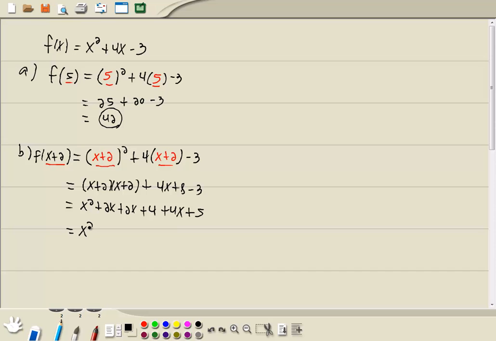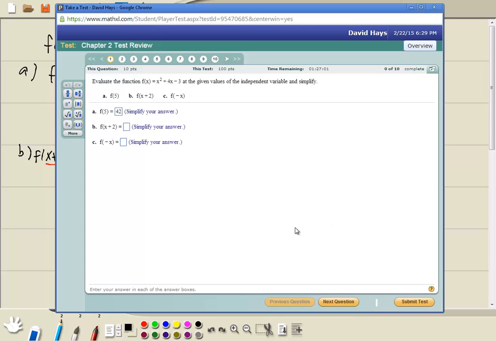Always combine together like terms. We got 2x plus 2x is 4x. Plus another 4x is 8x. And numbers. 4 plus 5 gives us 9. So I got x squared plus 8x plus 9.